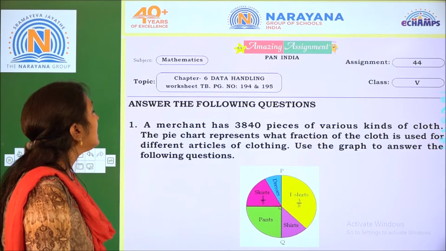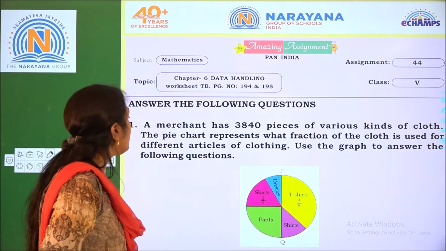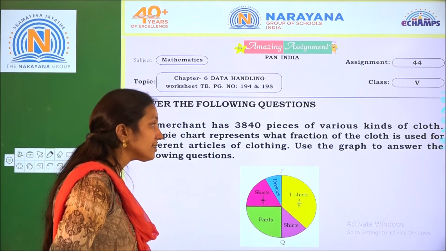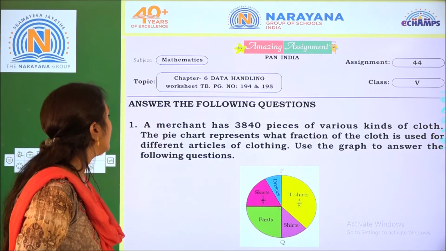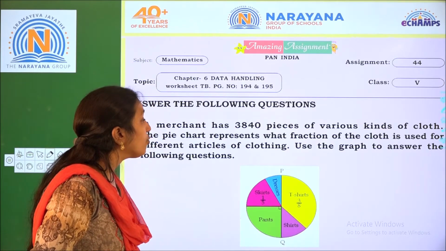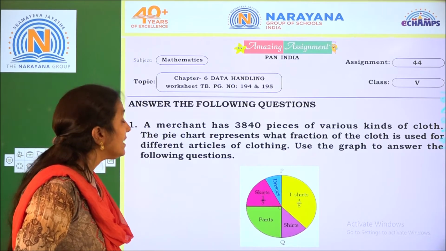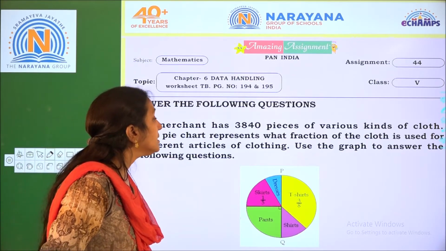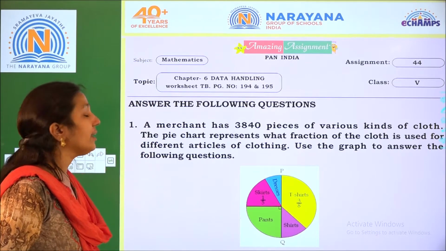Coming to the first one, answer the following questions. A merchant has 3,840 pieces of various kinds of cloth. The pie chart represents what fraction of the cloth is used for different articles of clothing. Use the graph to answer the following questions.